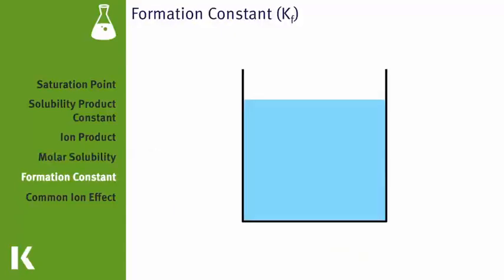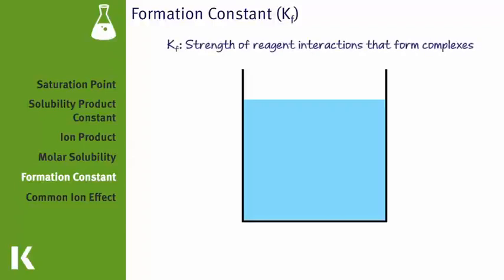KSP is the primary constant we will find in solubility questions on the MCAT. However, there is another constant, Kf, that quantifies the strength of complex formation. Where KSP values are often small, something times 10 to a negative number, Kf values are often huge, something times 10 to a large positive number.